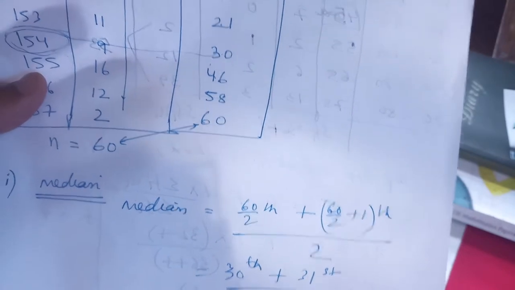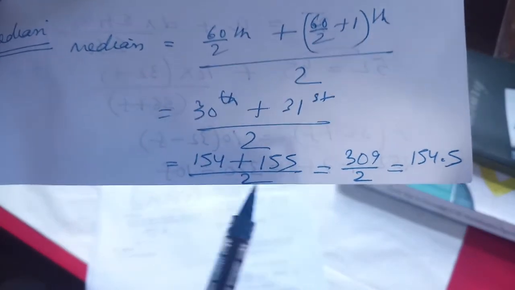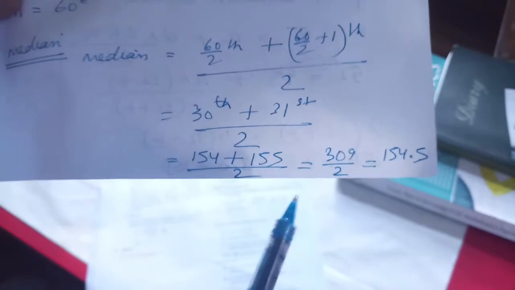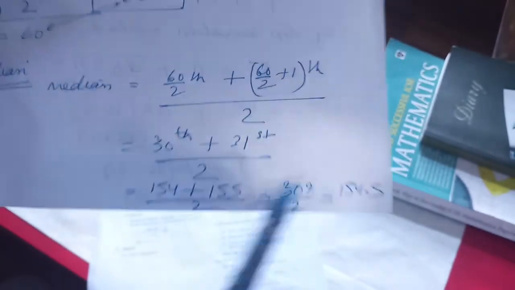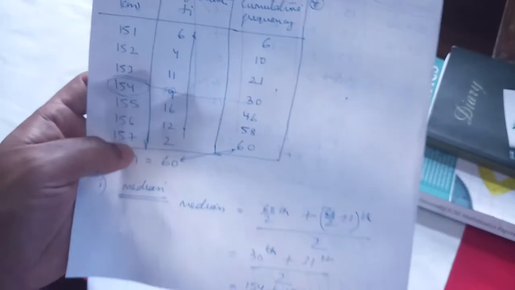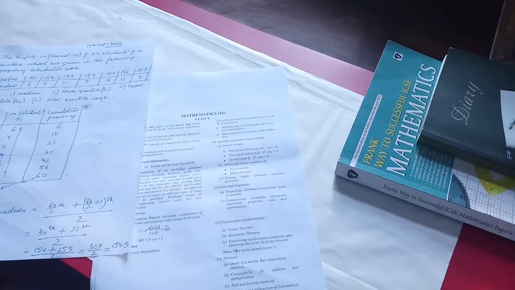So 154 is the value, plus the next one is 155. Since we are finding the median, divide by 2. So 154 plus 155 is 309 by 2. So this is your median. So when you have this kind of frequency distribution, the median can be found by constructing the cumulative frequency. Next is how to find the lower quartile.